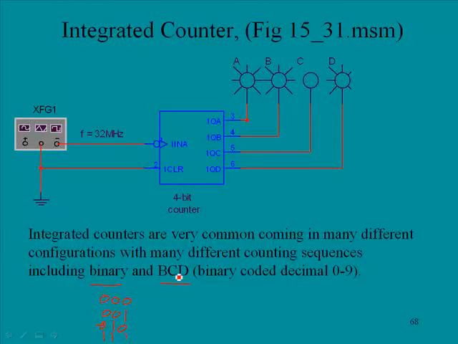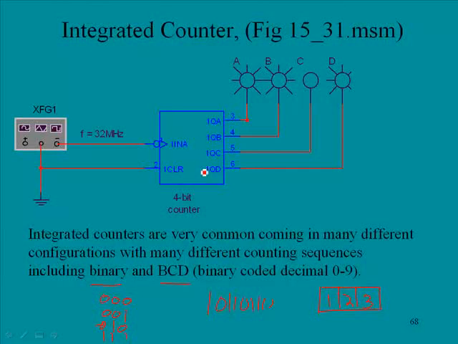But this BCD, this is binary coded decimal. So what this would do, you'd have all your binary counting, but what it does is it would display it in decimal, so it is more understandable.